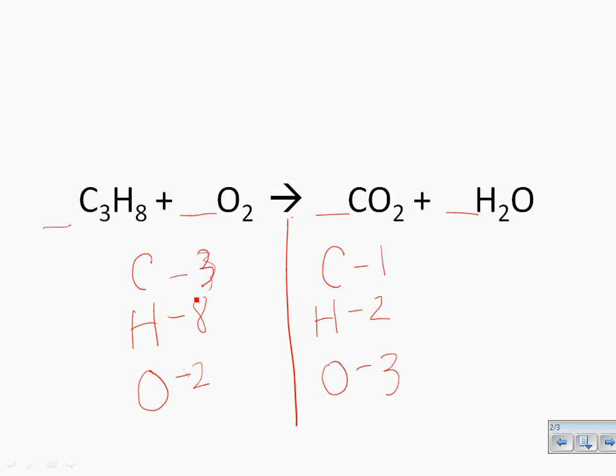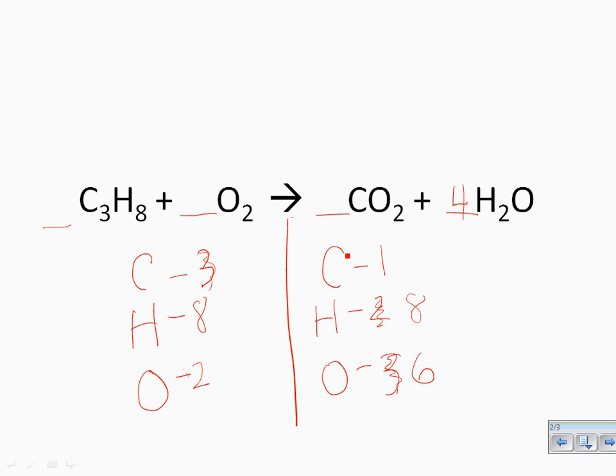Hydrogen has 8 on this side and it has 2 on this side. So I am going to add a 4 in front of water. When I add a 4, I change this. 2 times 4 is 8. I change this to 4 plus 2. Now I have 6 oxygen. Now I'm going to tackle carbon.